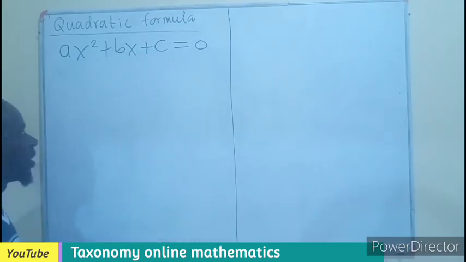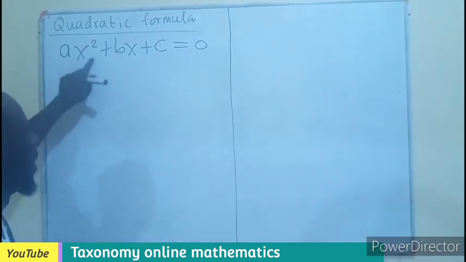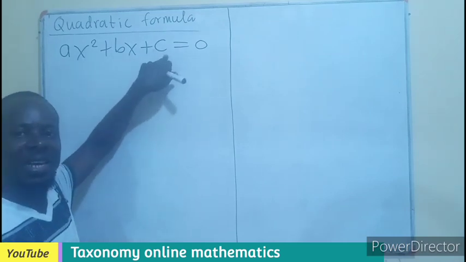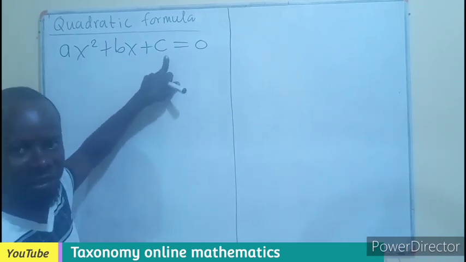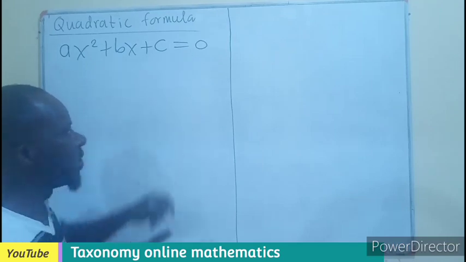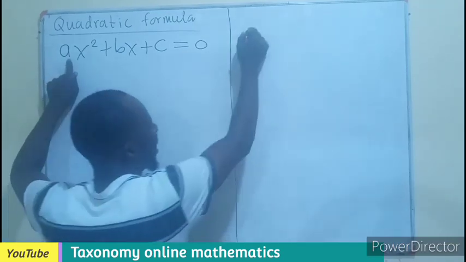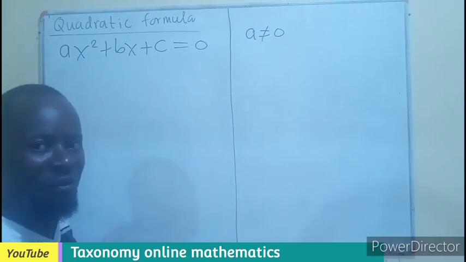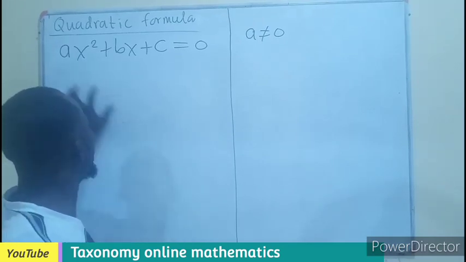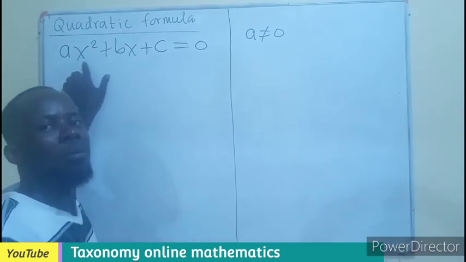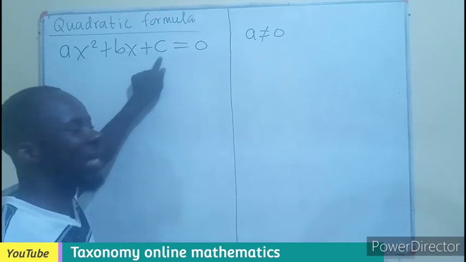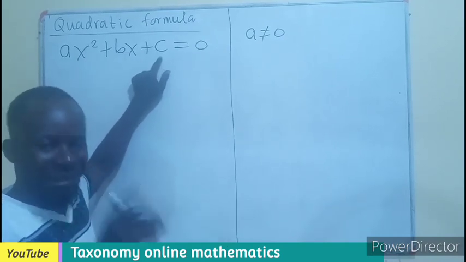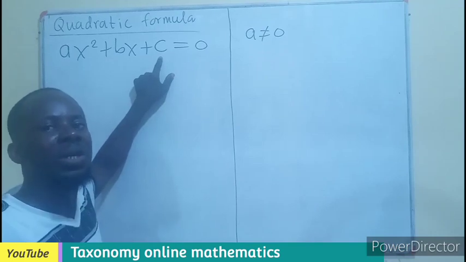where a, which is the coefficient of x squared, b and c are all what? Constants. They could be any number except that a cannot be equal to what? 0. Meaning in every quadratic equation there should be the x squared term. This term and this term can be missing, but still we call it a quadratic equation.